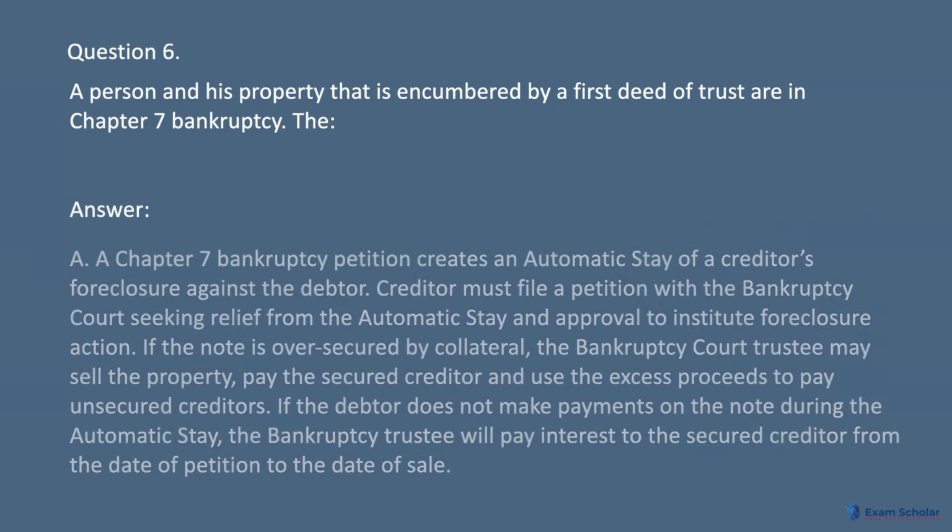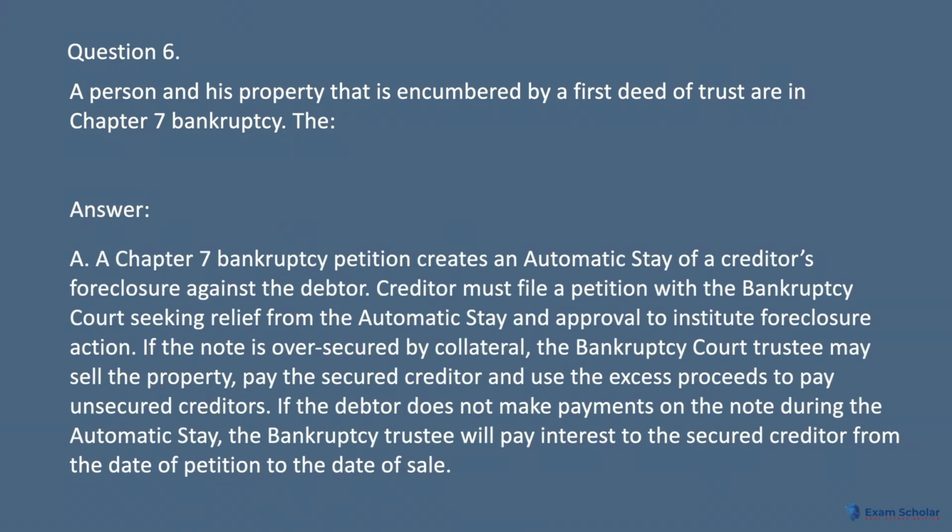Answer. A. A Chapter 7 bankruptcy petition creates an automatic stay of a creditor's foreclosure against the debtor. Creditor must file a petition with the bankruptcy court seeking relief from the automatic stay and approval to institute foreclosure action. If the note is oversecured by collateral, the bankruptcy court trustee may sell the property, pay the secured creditor, and use the excess proceeds to pay unsecured creditors. If the debtor does not make payments on the note during the automatic stay, the bankruptcy trustee will pay interest to the secured creditor from the date of petition to the date of sale.